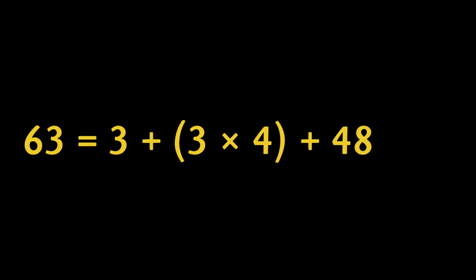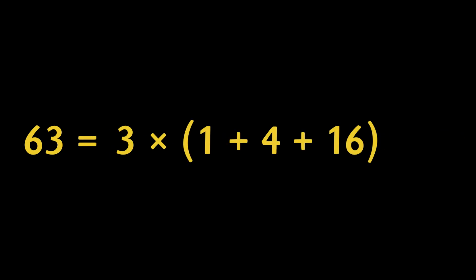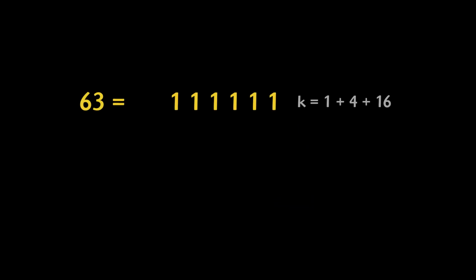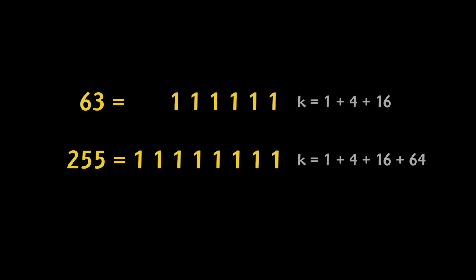63, for example, is just 3 plus 12, which is 3 times 4, plus 48, which is 3 times 16. So then it's obvious that we can factor a 3 out from every term and let the rest be k. If we look back at the pattern we saw in k earlier, it makes perfect sense now. What we're doing is taking the previous number in the series, and then basically tacking on another 3 on the left, by multiplying it by the next even power of 2.